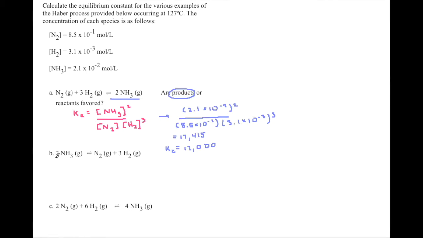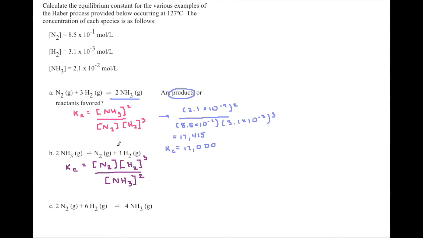So if you look at B, what you should notice is that this reaction right here is just the exact opposite of the reaction I had above. So my Kc for this is going to be equal to the concentration of N2, because that's now my product, times the concentration of H2. That's going to be cubed all over the concentration of NH3, and that is going to be squared.